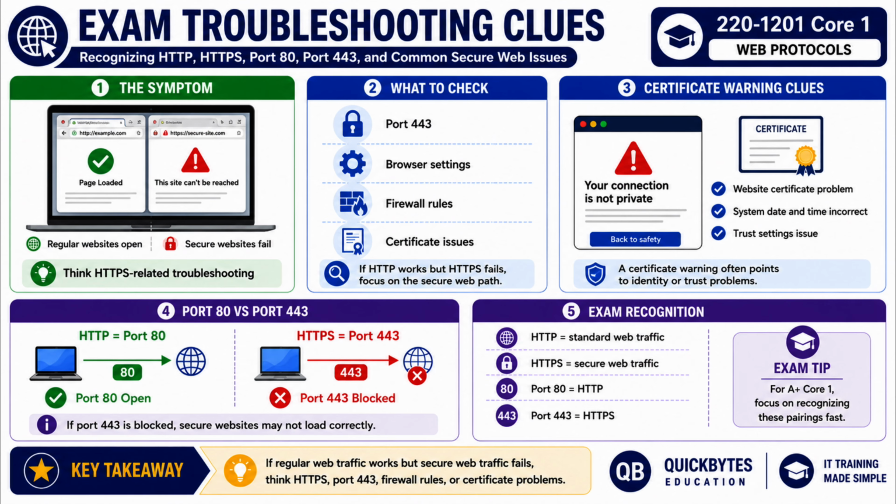Now let's connect this to troubleshooting. If a user can open regular websites, but secure websites fail, think about HTTPS, port 443, browser settings, firewall rules, or certificate issues. If a browser shows a certificate warning, the problem may involve the website certificate, the system date and time, or trust settings. If a firewall blocks port 443, secure websites may not load correctly.